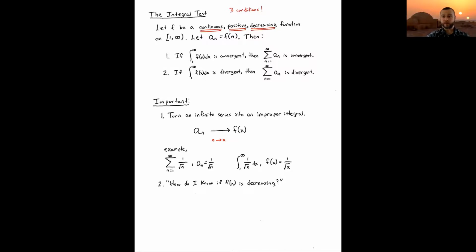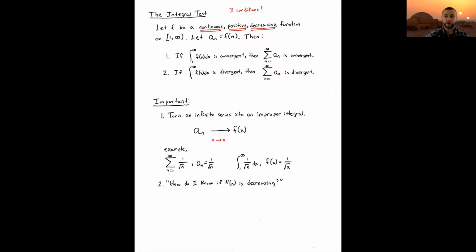All right, a second remark I want to point out is one of the conditions. How do we know when a function is decreasing? This is the most complicated of all 3 to check. Usually it's pretty easy to determine if the function is continuous and positive. The decreasing part is a little trickier.